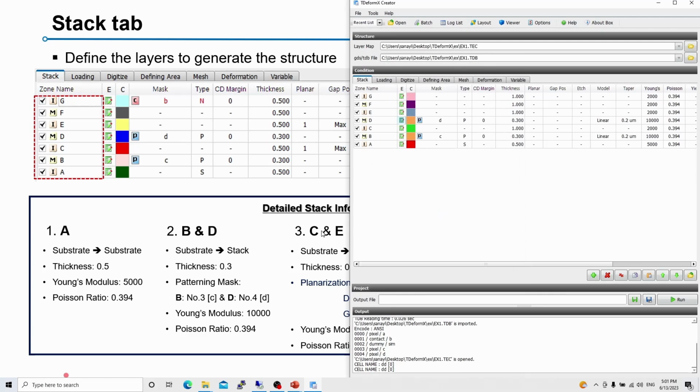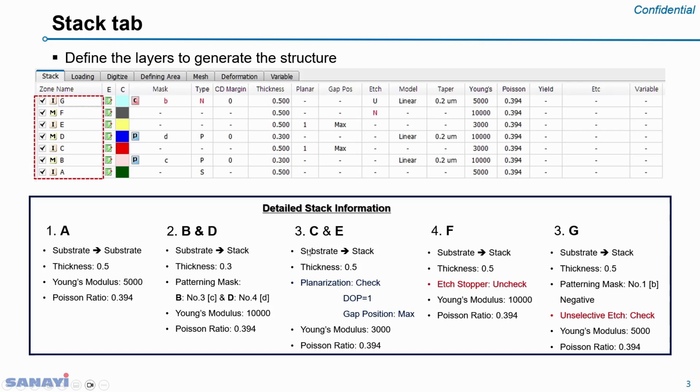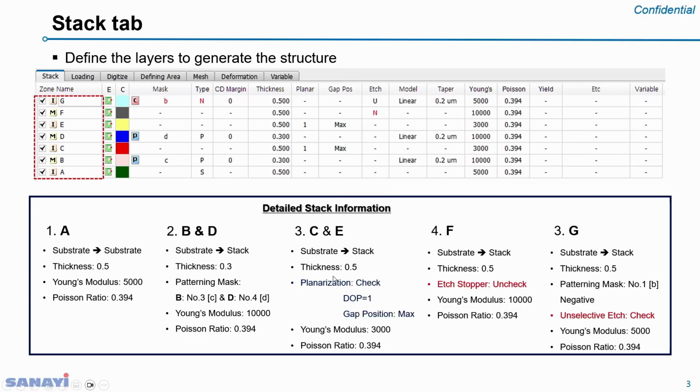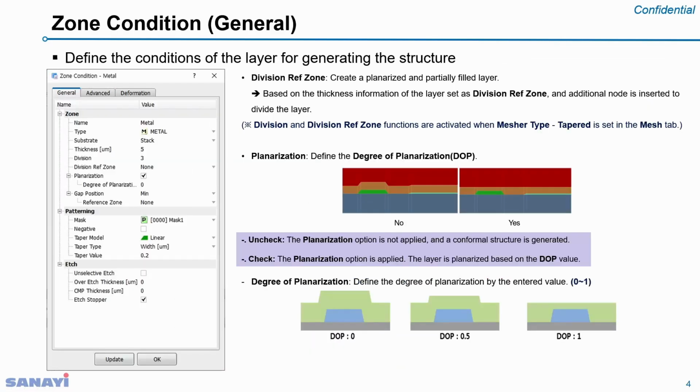The next one is layer C. The substrate property is set to stack. Change the thickness to 0.5. The planarization option is used for this layer. This figure shows whether planarization is used or not.